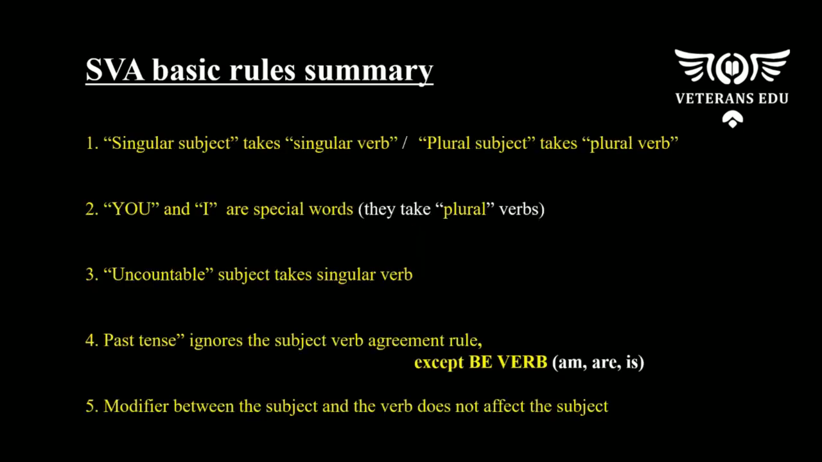Let's review what we've learned today. Subject-verb agreement basic rules. First, singular subject takes singular verb, while plural subject takes plural verb. Second, you and I are special words because they both take plural verbs. Remember that uncountable subject takes singular verb. Remember that past tense ignores the subject-verb agreement rule except for be verbs, such as am or is. And finally, modifiers between the subject and the verb do not affect the subject.